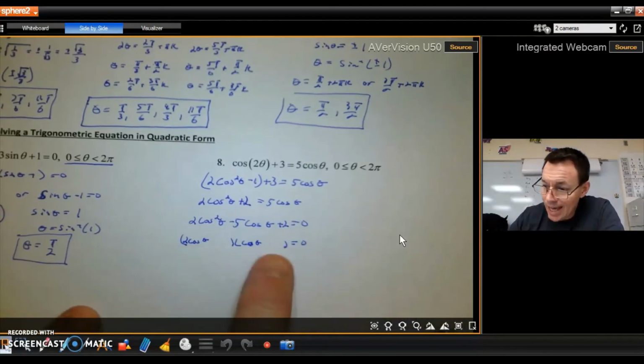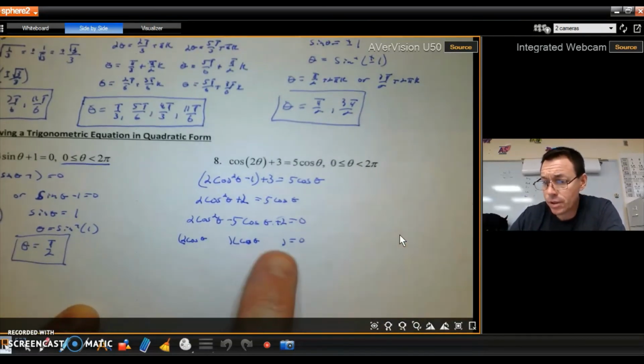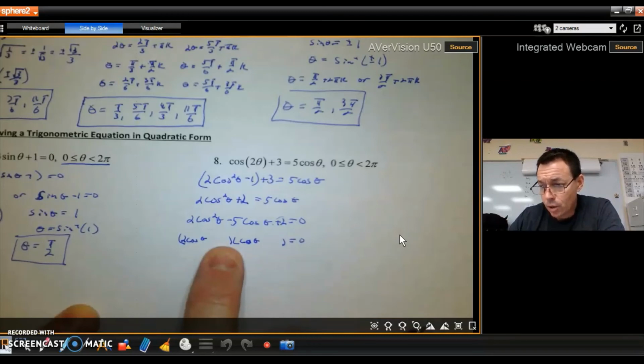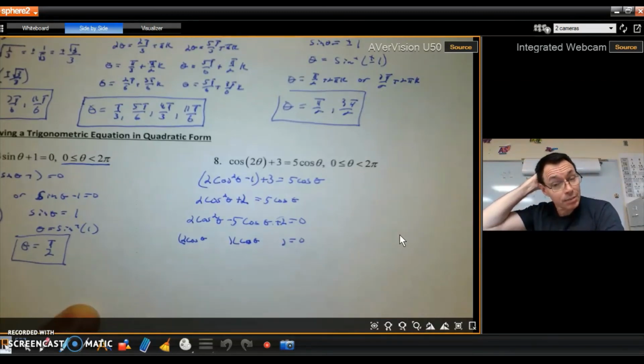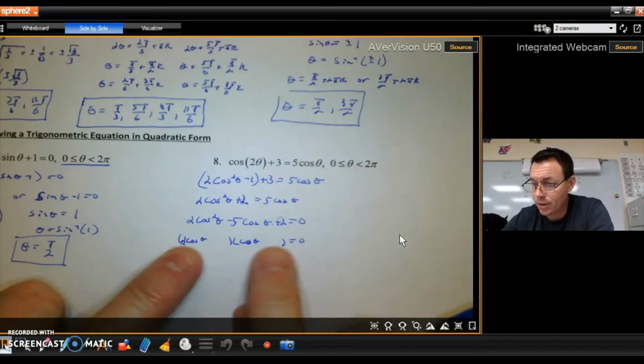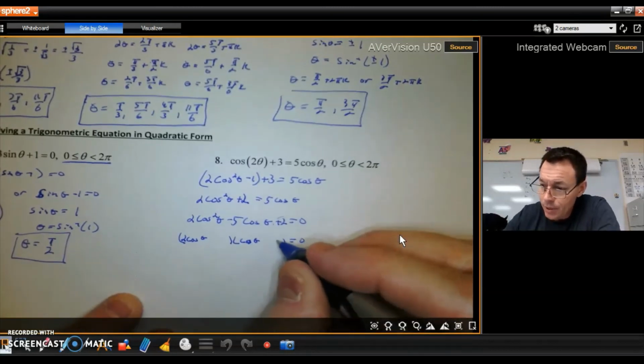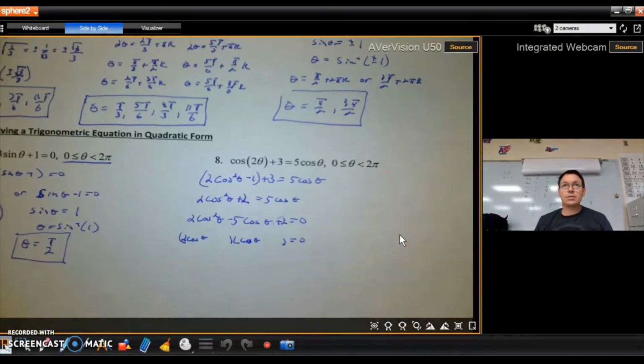Now, the last terms are going to be factors of 2. Factors of 2 could be 2 and 1, or it could be 1 and 2. Also, both of those could be negative. So let's think about what we're doing. We're trying to multiply in a way that our outer and our inner add up to negative 5. So I'd really like to have a negative 4 and a negative 1. When these multiply together, if I could get a negative 4 and a negative 1, I'll get my negative 5.